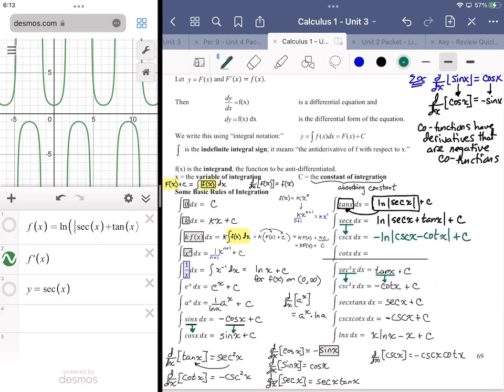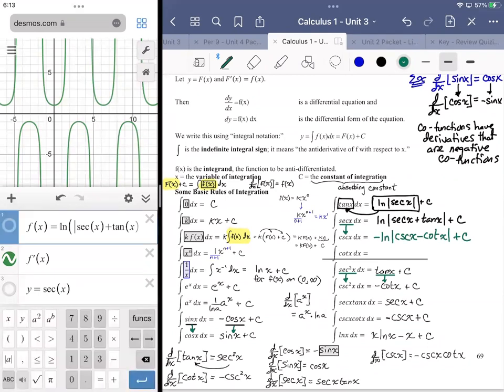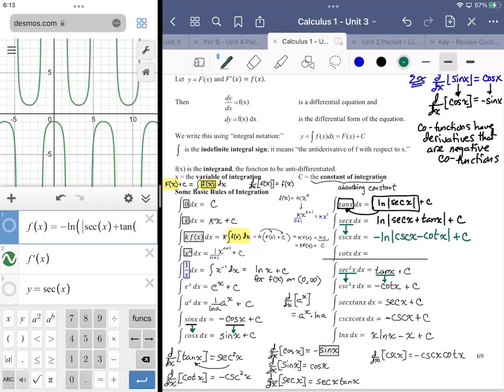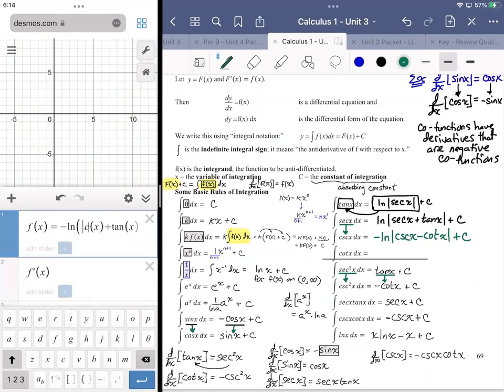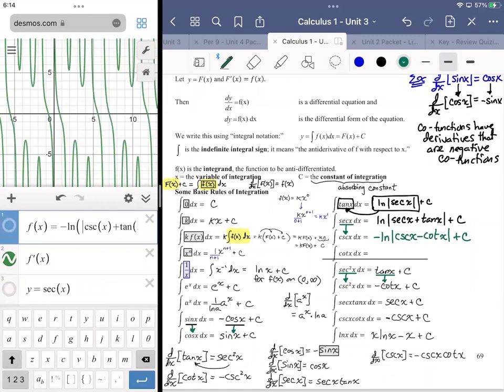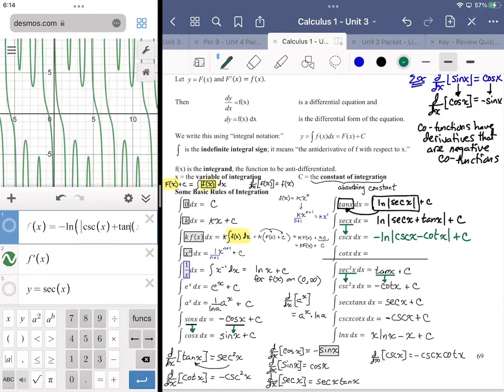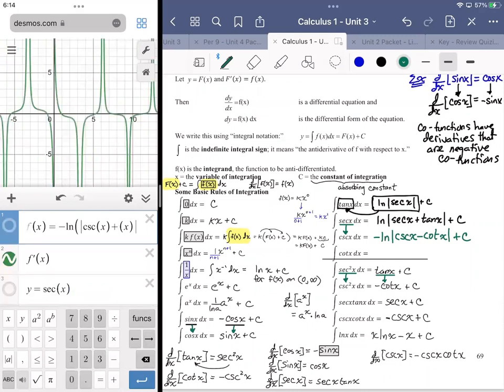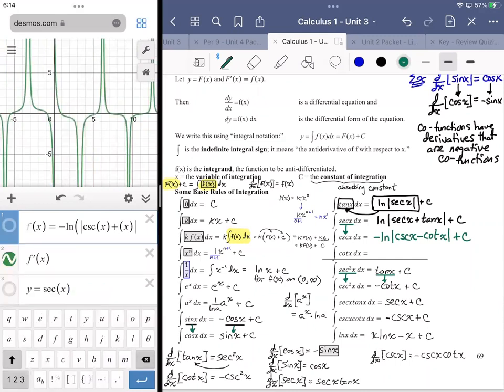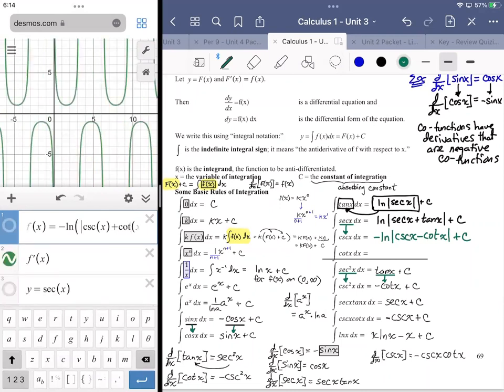All right. So I would put my antiderivative in. Well, that's fun looking. All right. So that's negative the natural log of cosecant x minus cotangent of x. Oh, I'm sorry, plus cotangent of x. I don't know why I wrote a minus there. Plus cotangent of x. All right. So then the derivative of that is this graph.